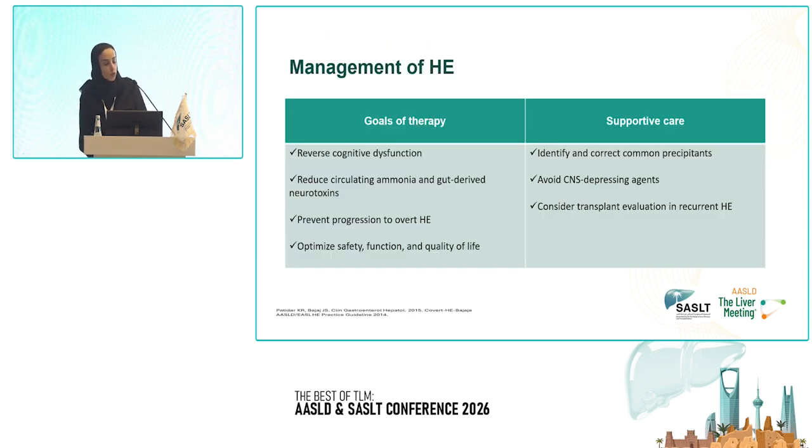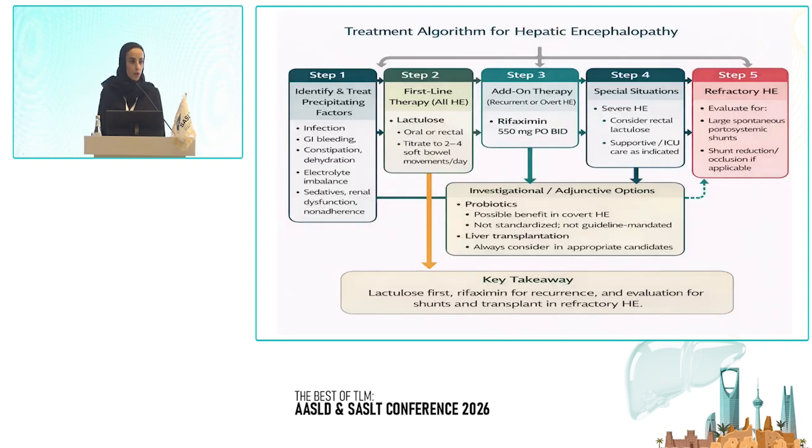So moving to the management of hepatic encephalopathy, the management of covert is almost like the management of overt hepatic encephalopathy. Our goal mainly is to reverse cognitive dysfunction, reduce circulating ammonia, and prevent further progression to overt encephalopathy. This algorithm shows the general principle of hepatic encephalopathy management: start by identifying and treating the cause, then add on the first line therapy, which is lactulose, and titrate it, targeting 2 to 4 soft bowel movements per day. Rifaximin is the second add-on therapy after the first recurrence or after the second episode of hepatic encephalopathy.